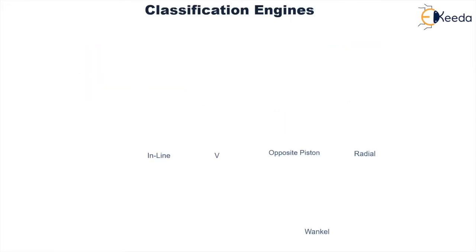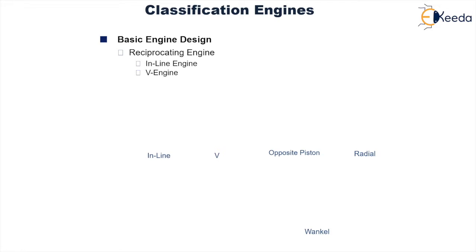Classification of IC engines. The very first and the basic classification that we have is depending upon the basic engine design. In that we have a reciprocating engine, which is conventionally used. In reciprocating engine we have inline engine, we have V engine, and we have opposite piston engine, we have a radial engine.